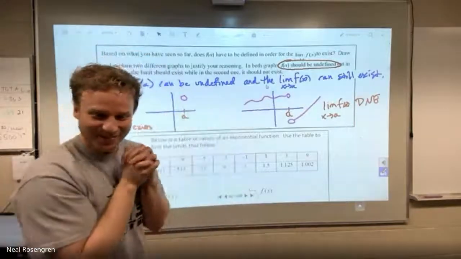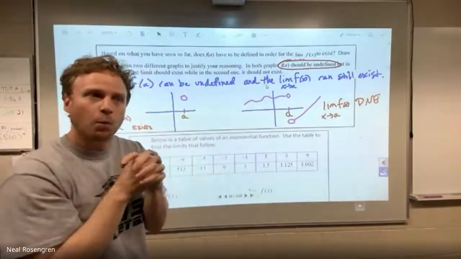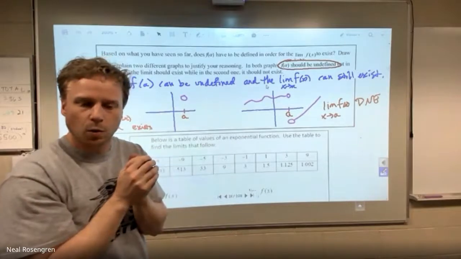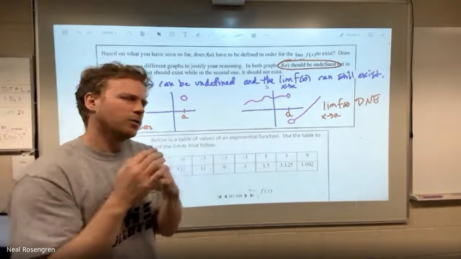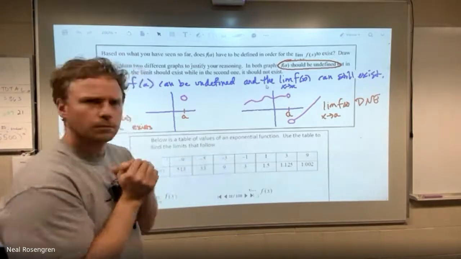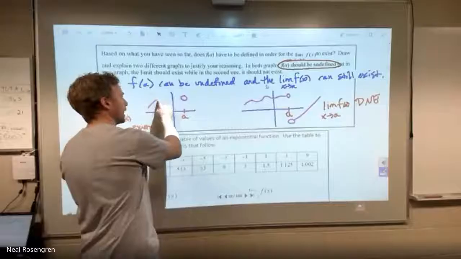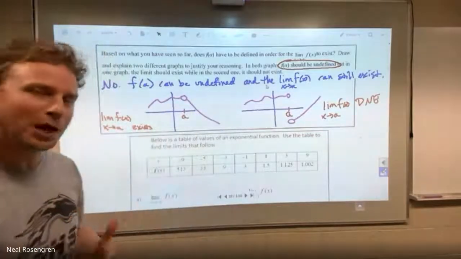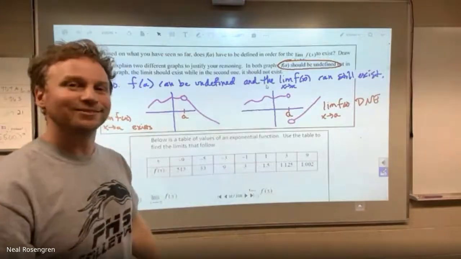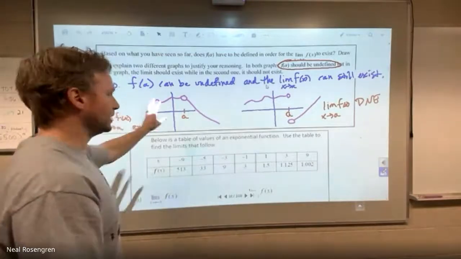So thank you for that. Let's definitely draw a hole there. But I want the limit to exist. So what should I do from both the left side and the right side? Approach the same hole. Good. And I don't care how you do it. As long as you're approaching the same location from both sides, the limit exists. Good. There you go. Nice.